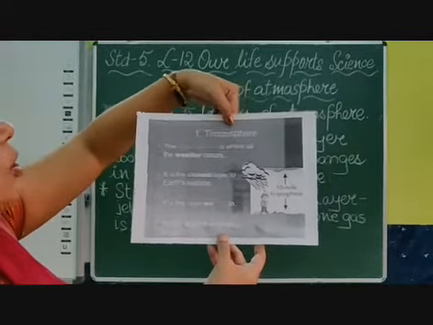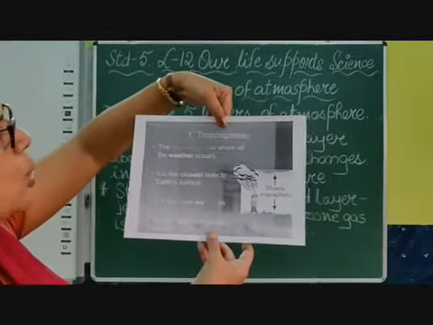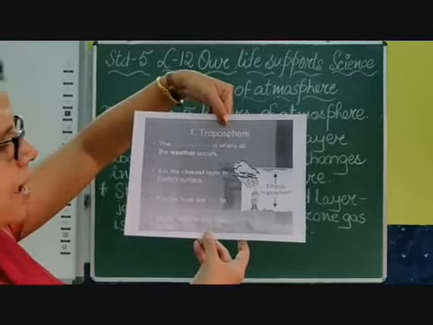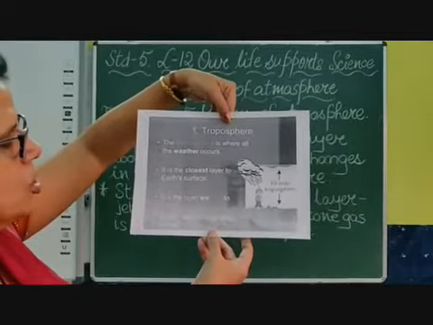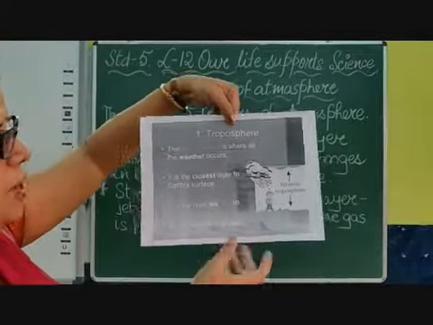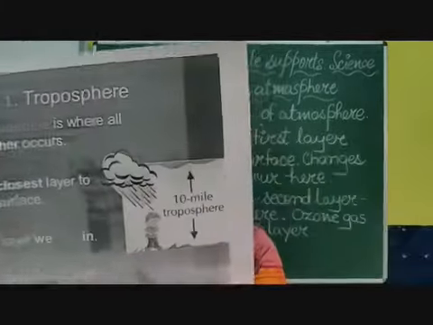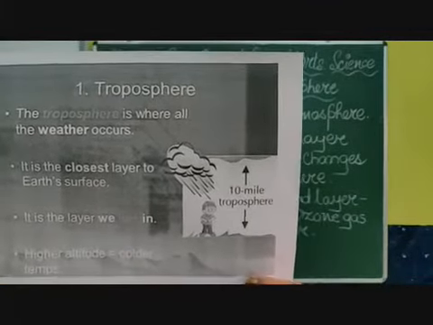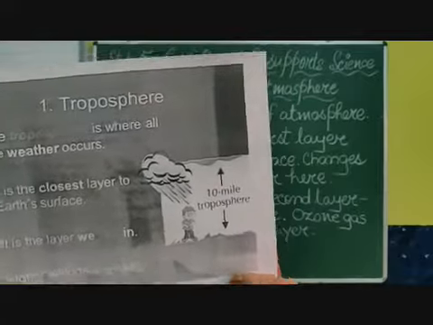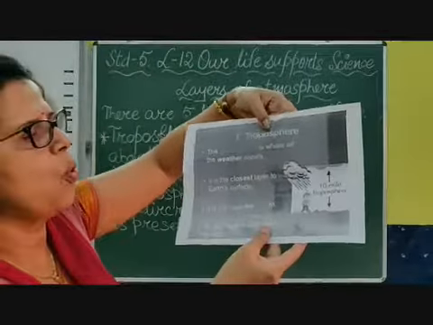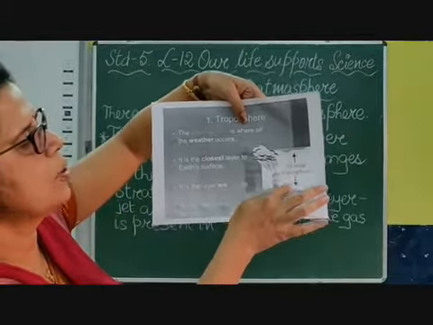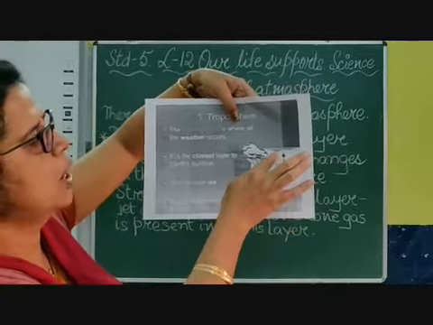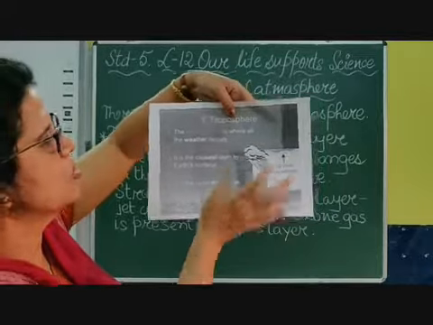Troposphere is where all the weather occurs. It is the closest layer to the Earth's surface. It is the layer we live in, and the higher the altitude, the colder the temperature. As you go higher, the temperature becomes colder, isn't it? That's why when we go up a mountain we feel cold. So it is about 10 miles above the ground. This is your troposphere.